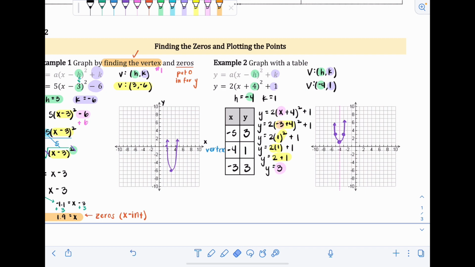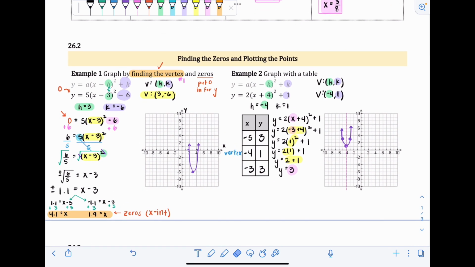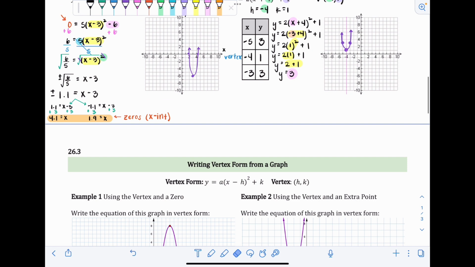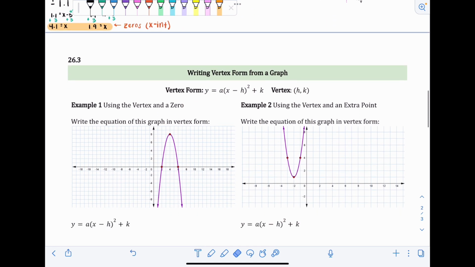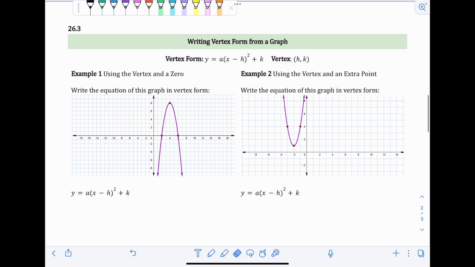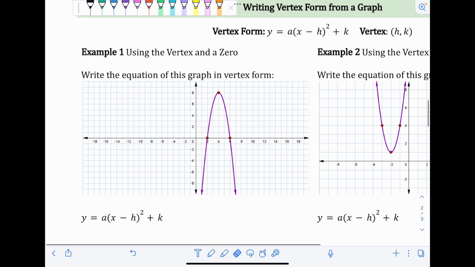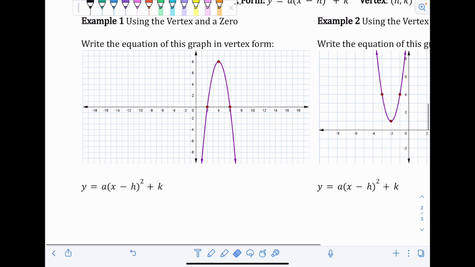Okay, so moving down to 26.3, writing the vertex form from a graph. So vertex form, again, it's the same formula. It's y equals a times x minus h squared plus k, and the vertex is (h, k). So example 1, we're going to write vertex form from the vertex and zeros, or really just 1, 0.